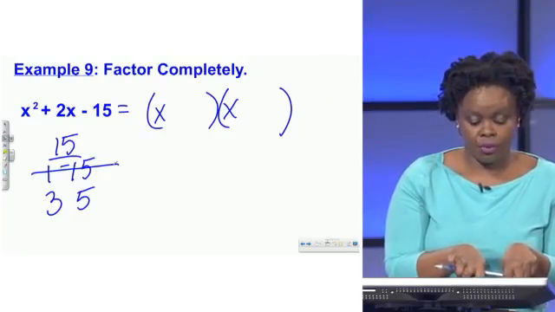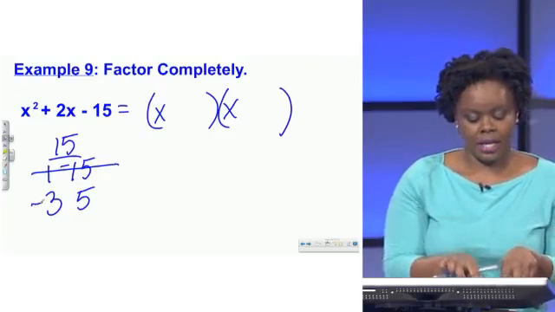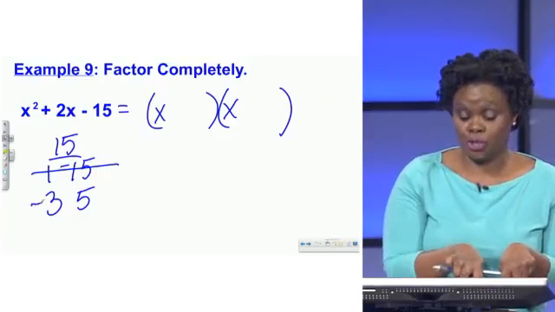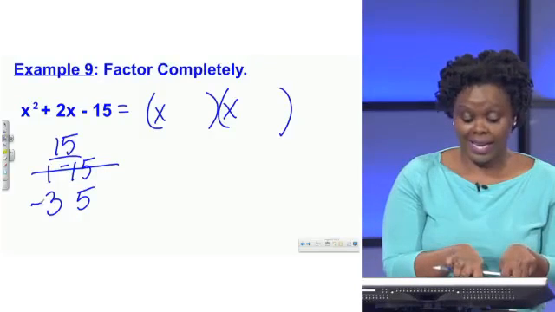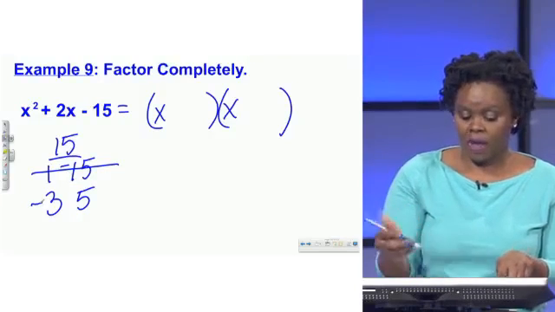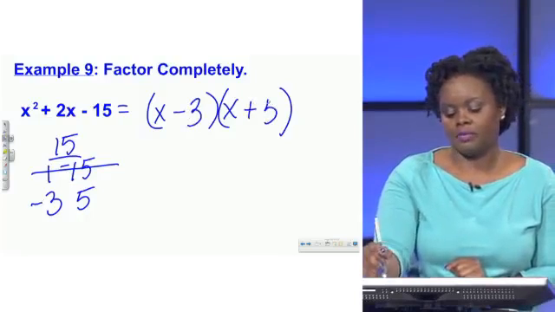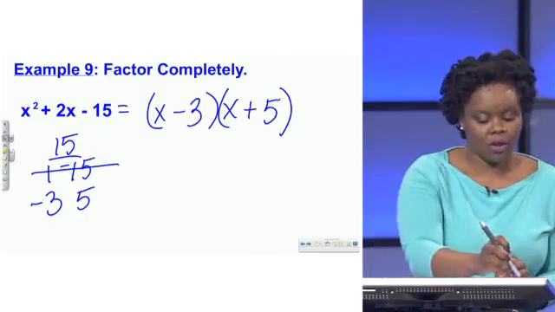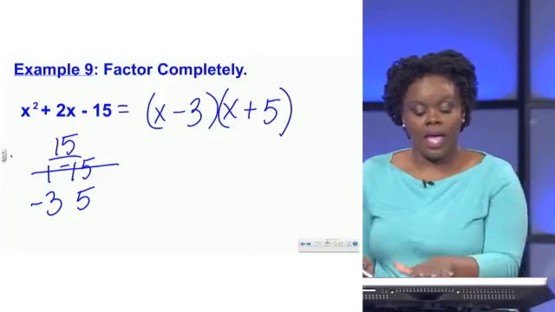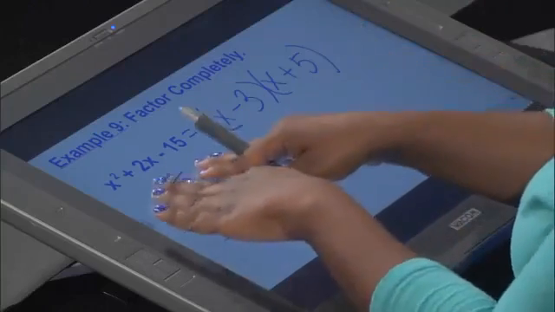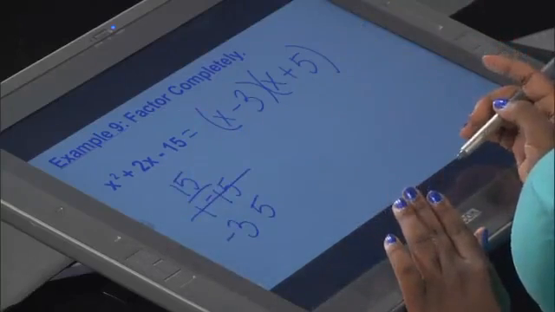Okay, well, what if the 3 were negative? Then I'd have negative 3 plus 5, which is 2. So that's what I need. I need the 3 to be negative. So I need x minus 3 and x plus 5. And those are the factors that I needed. And remember, you can always multiply your factors together to make sure what you got for your answer is correct. Okay?